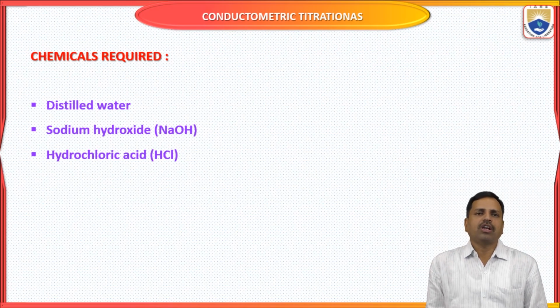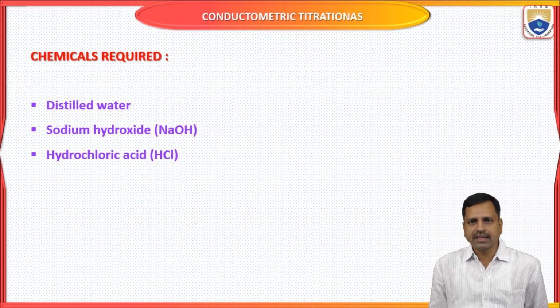But in volumetric analysis, we require an indicator, which shows when the solution is neutralized. But in conductometric titrations, it does not require any indicator.